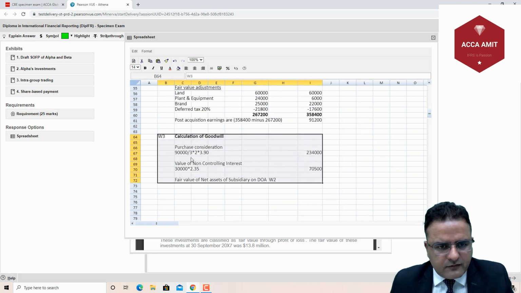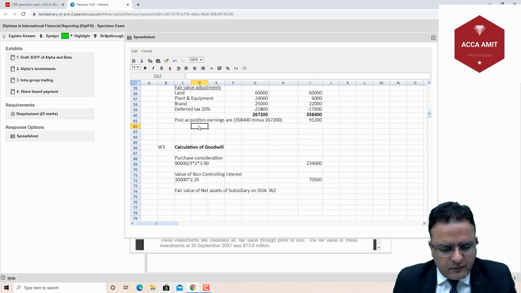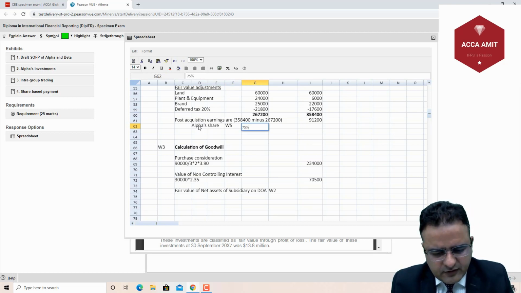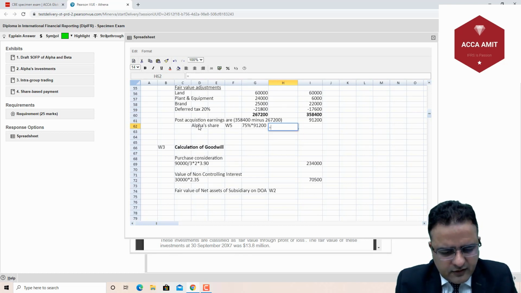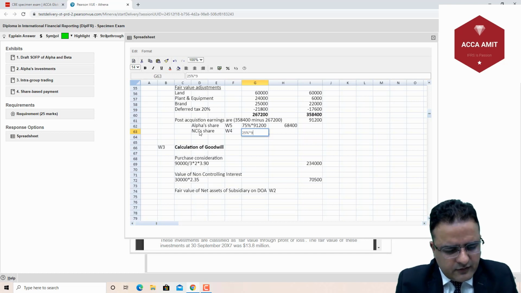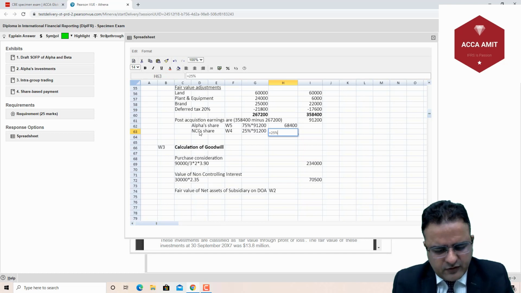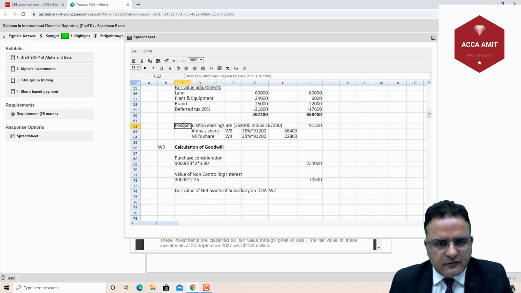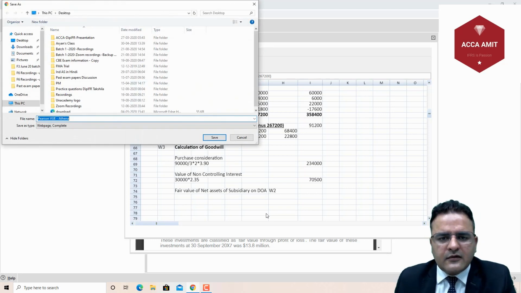the parent has a share of, that is Alpha's share, which we need to include in working note number 5, is 75% of 91,200. NCI's share, non-controlling interest's share, we need to present in working note number 4, that is 25% of 91,200, which equals 22,800, to be included in working note number 4. This is how we'll be dealing with post-acquisition earnings in working note number 2.